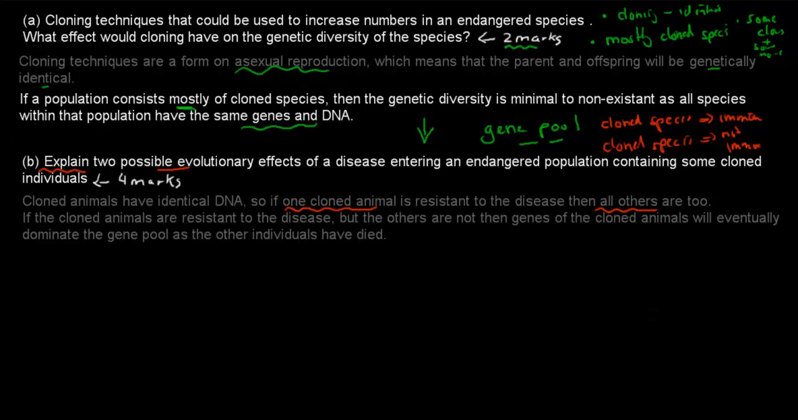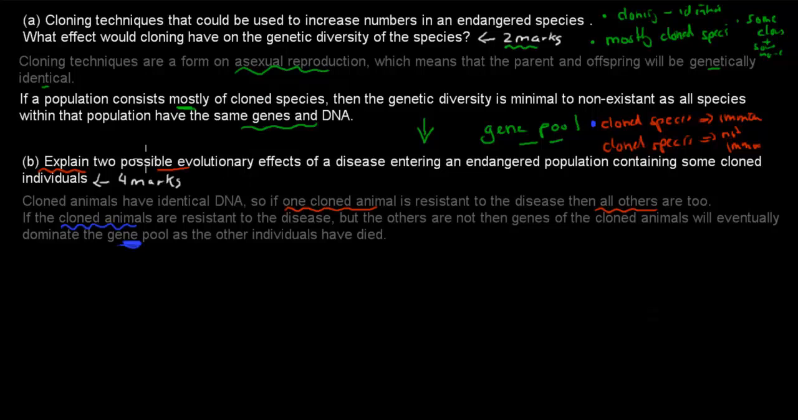So here I talked about the first scenario. If the cloned species are immune, but the other members of that species are not, the cloned animals will all survive, whereas the other members of the population will all die. That means eventually only the genes of the cloned species will dominate the gene pool. And there are going to be very limited genes because they're all identical. So that would be pathway 1.